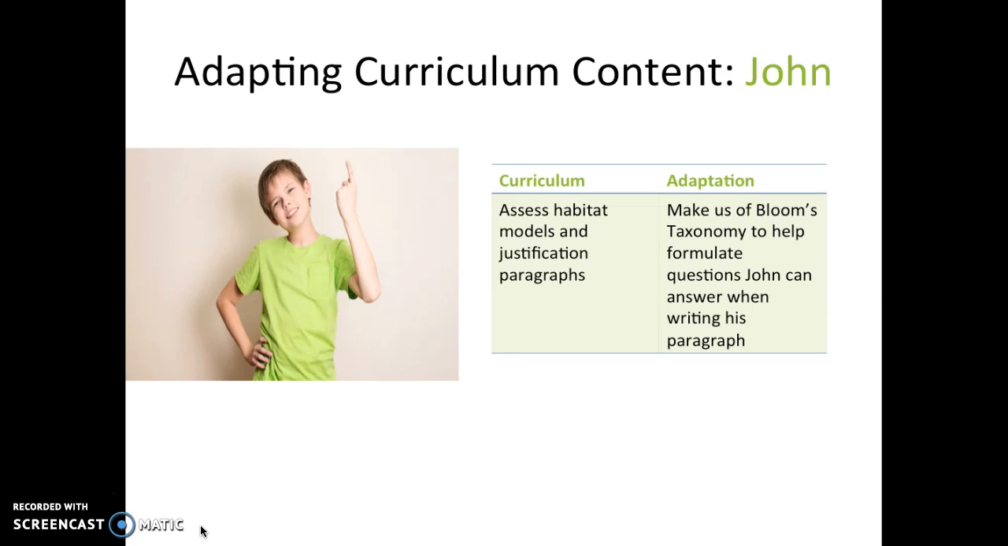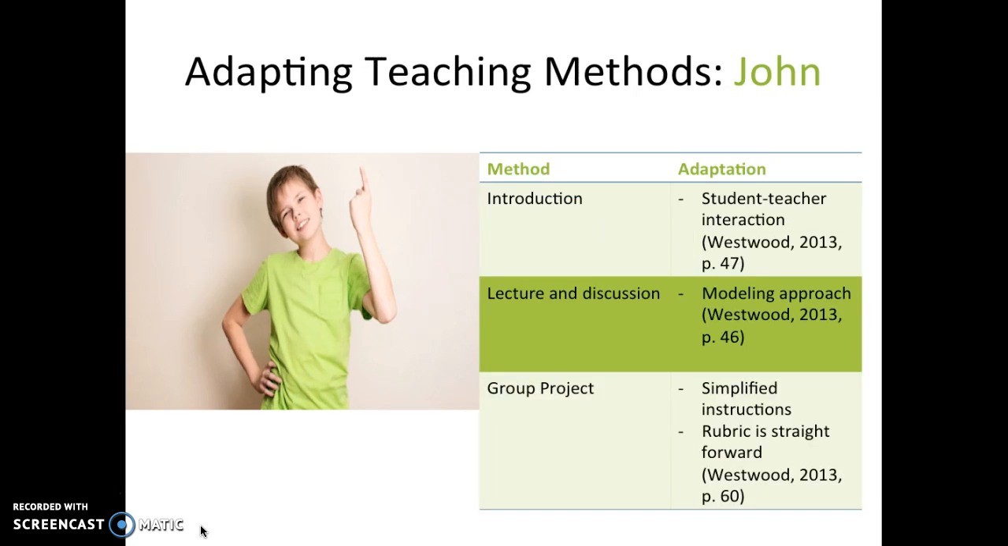For curriculum adaptations for John, the only thing we would change in the lesson plan is the format of assessment. Bloom's taxonomy can be used to formulate guiding questions to help John prepare himself for the assessment. This will help with his anxiety.